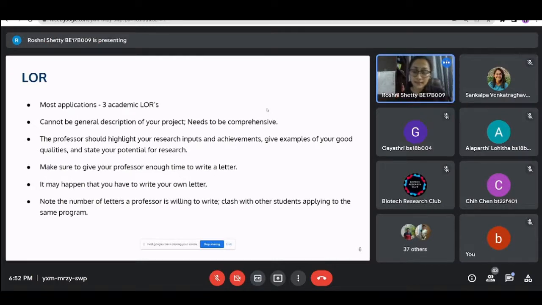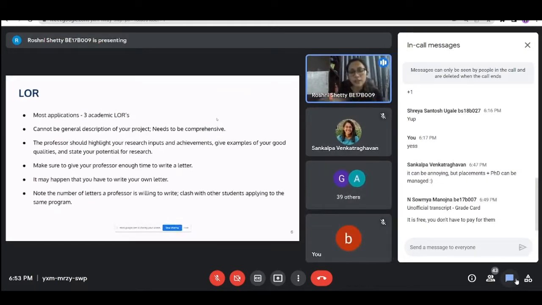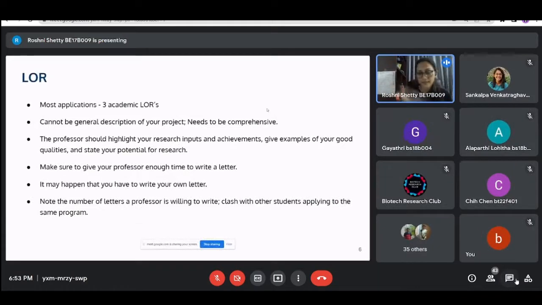And another thing is having a clash with other students applying to the same program. In my case, it didn't happen because I was applying to biomedical engineering programs, but in case 2 to 3 students are working under the same professor, and you're applying to similar programs, the professor might not want to recommend 2 students to the same program. So make sure you talk with your friends, talk to the professor, and schedule everything so that you don't apply to the same programs, and the same professor is not writing to the same program for multiple students. So you need to resolve all of this.